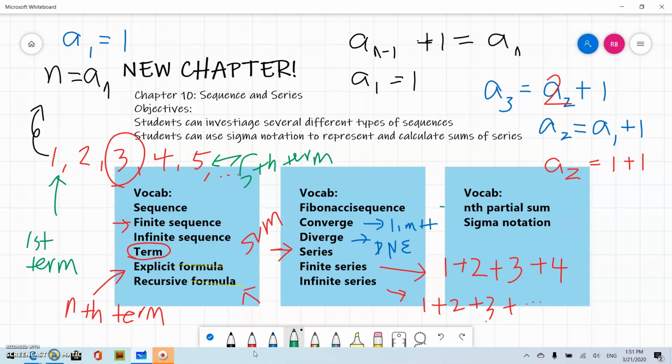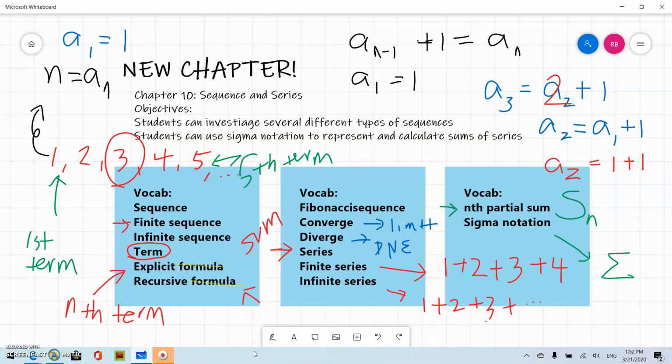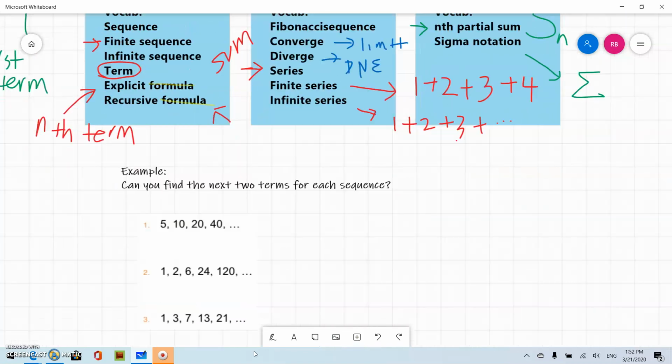Nth partial sum is written as S of n, S meaning the sum, okay? And think of it as a finite series, okay? Partial sum. Sigma notation is another thing that is quite important for us to explore, and we're going to learn how to read those notations in a bit. Okay, so sigma, big sigma.